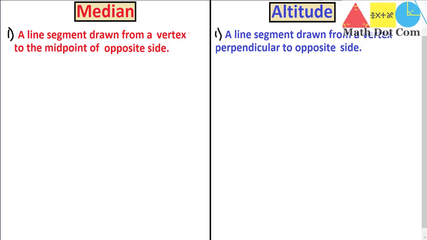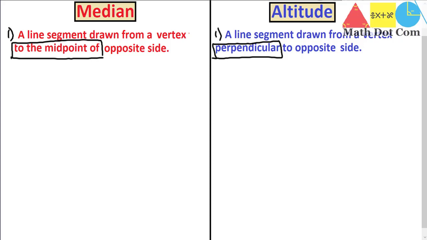Median is a line segment drawn from a vertex to the midpoint of the opposite side of a triangle. We are talking about the triangle, and these are terminologies that are associated with triangle only. While an altitude is a line segment drawn from a vertex perpendicular to the opposite side. So the two things that differ in their definitions are, in median we have an important thing, that is the midpoint, and in altitude we have an important thing, that is the perpendicular. It means they differ only in the way they intersect the opposite side.